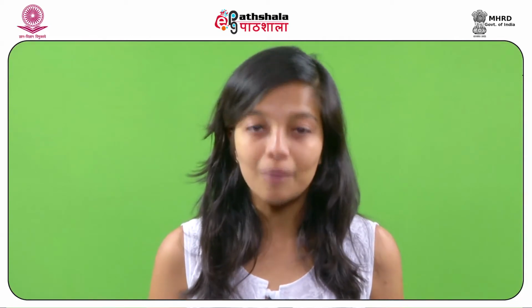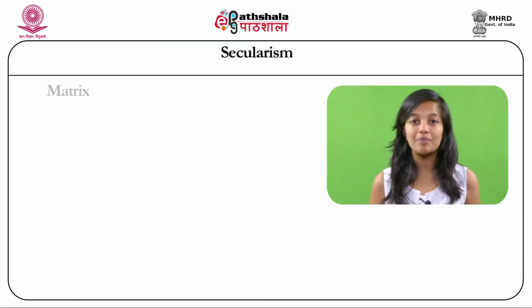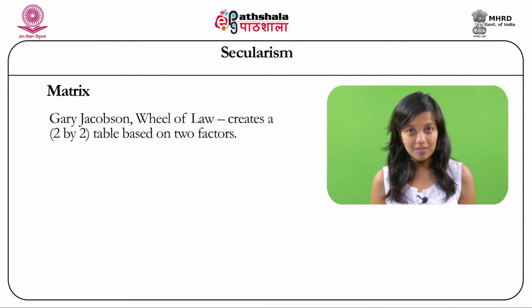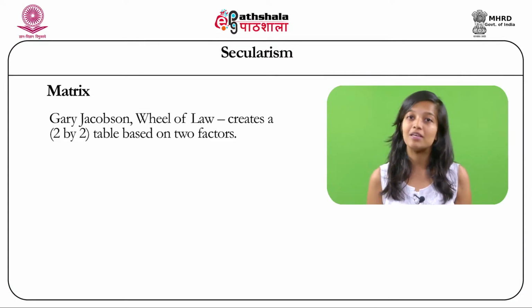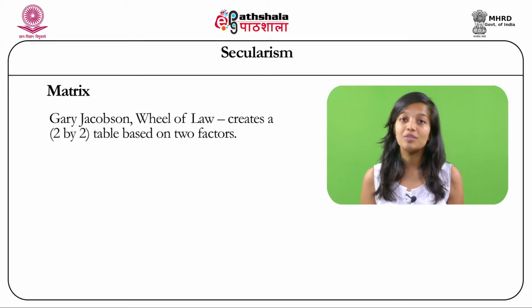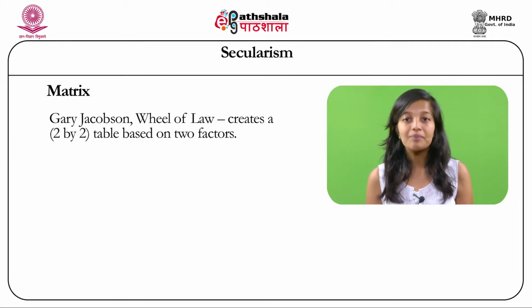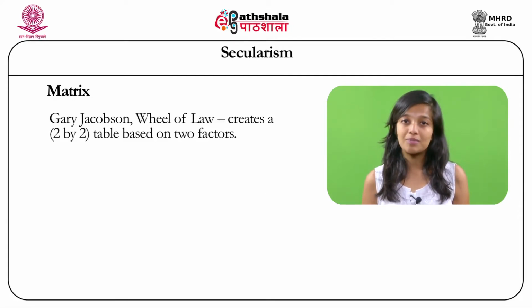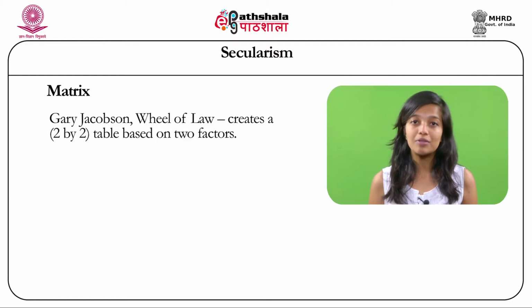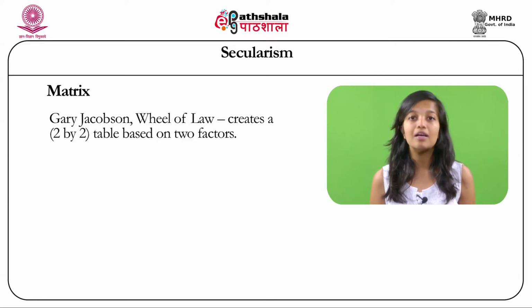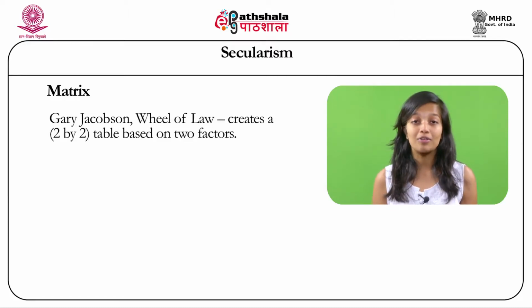In order to understand the way that this concept has been incorporated into different constitutions and the manifestation that this concept has taken in comparative constitutional law, it's useful to create and use the matrix that Professor Gary Jacobson has employed in his recent publication, The Wheel of Law, which deals with secularism models across the world. Professor Jacobson creates a 2x2 table, and in creating this table relies on two different important factors.